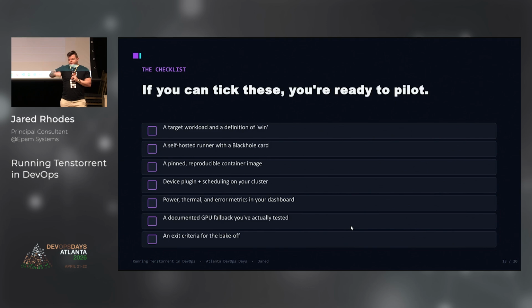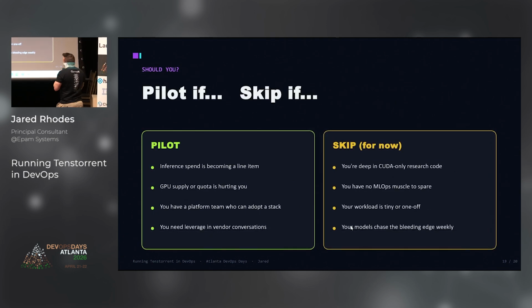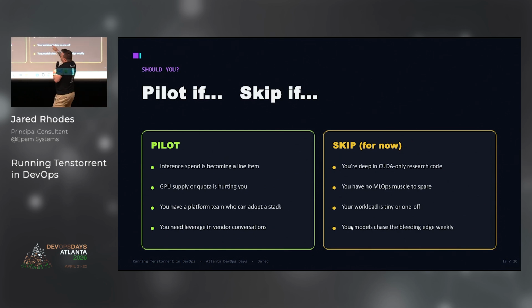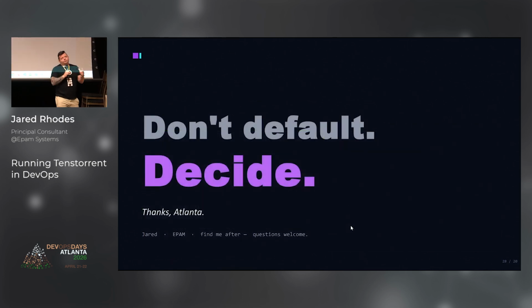And if it doesn't work, just fall back to your existing plan using someone else's GPU, or you can use this. So again, if you're worried about total cost of ownership, if you can't find a GPU, if you need to leverage this, go for it. If you're already in CUDA only, if you don't have any MLOps, if you don't really have a need for private cloud or edge, don't worry about it. But don't default to the GPU, consider Tenstorrent.